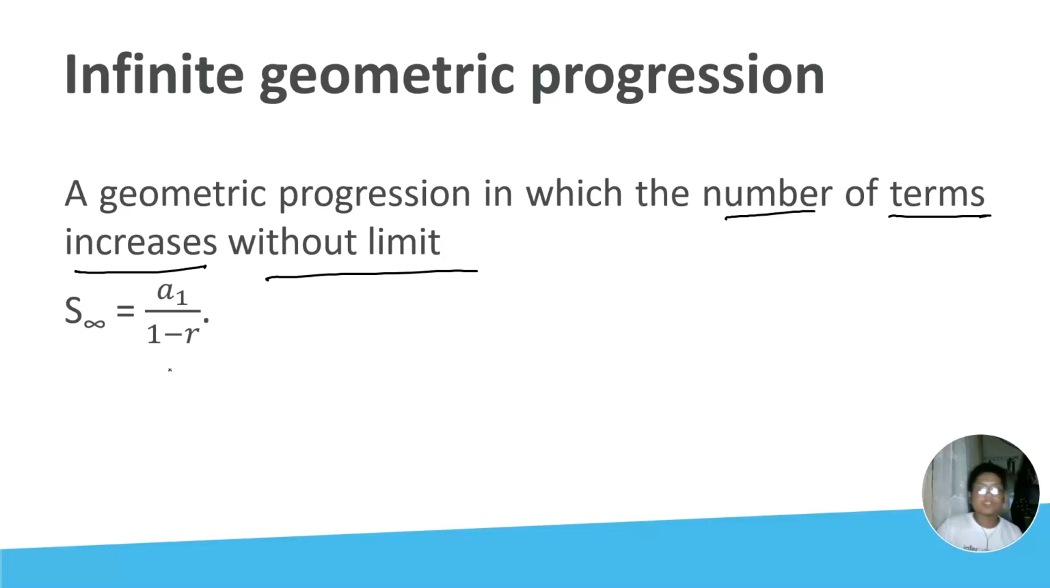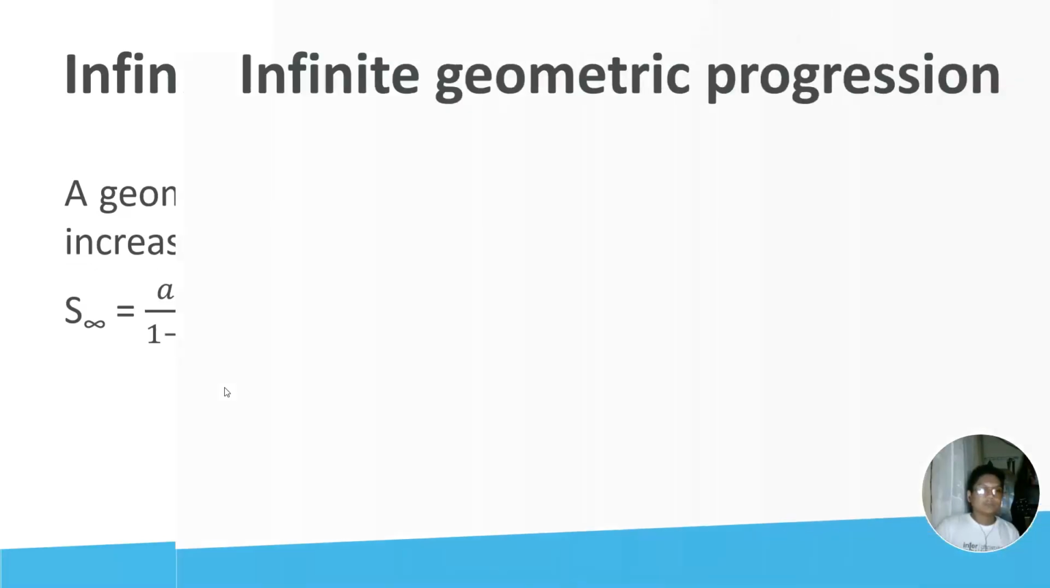Itong formula is a sub 1 divided by 1 minus r. So, kumbaga, dun sa previous formula natin, alis lang yung numerator nung may r raised to n minus 1 or 1 minus r raised to n. So, ito na yung formula mo na gagamitin. Okay?